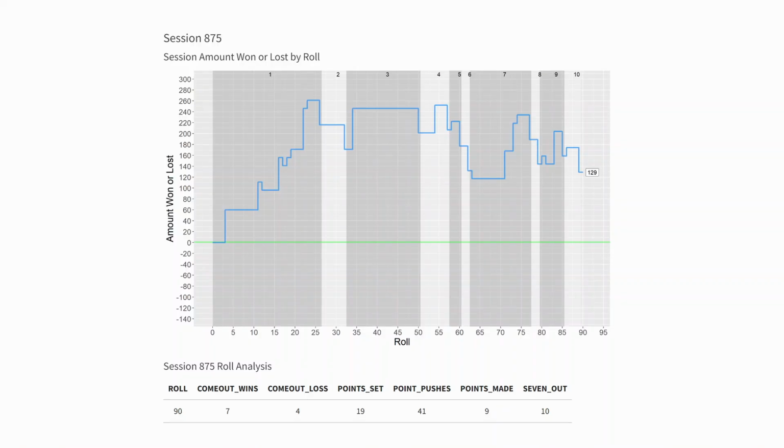I'm going to do this quickly because I don't want to spend a whole lot more time on the video, but this is a single session result, and I just wanted to walk you through it so you could kind of see what the data is behind all of these statistics. So this is session 875. This chart shows the amount won or lost by roll, and you can see that first shooter just did great. They won hundreds of dollars.